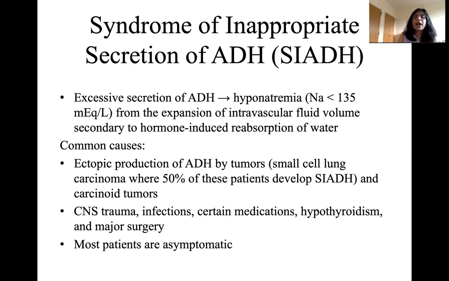All right, so now let's turn to talk about syndrome of inappropriate secretion of ADH, SIADH. Okay, here you're talking about excessive secretion of ADH, opposite of diabetes insipidus. Okay, so opposite types of signs and symptoms is what you want to think about. Hyponatremia, less than normal sodium ion. Why? Because you're bringing more and more water back to blood, and therefore the blood is diluted.